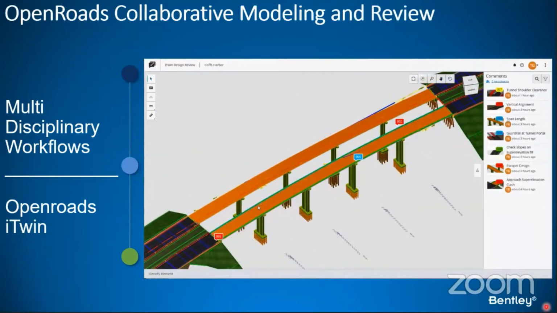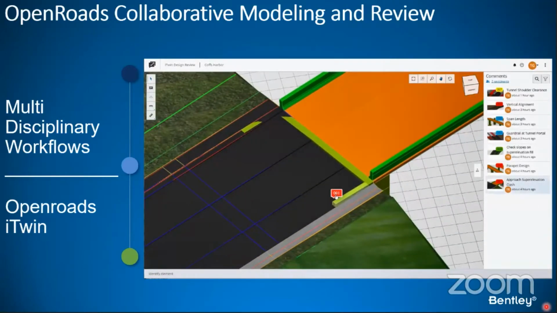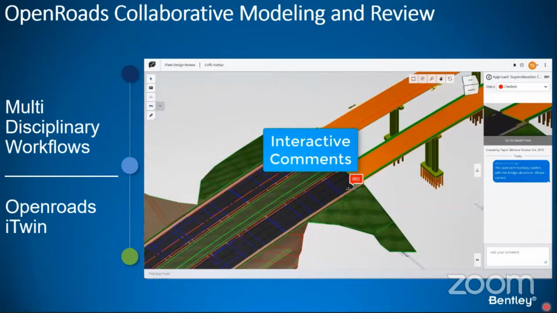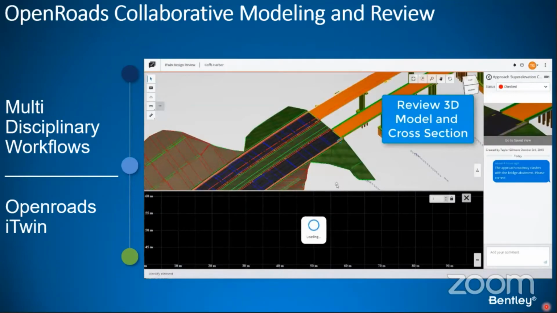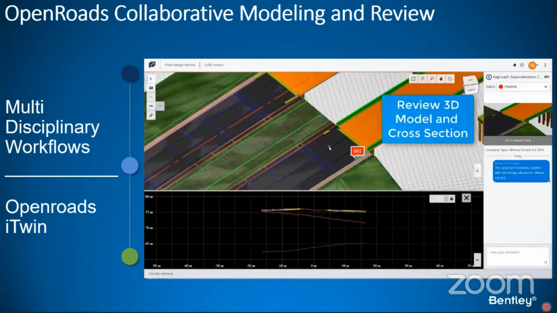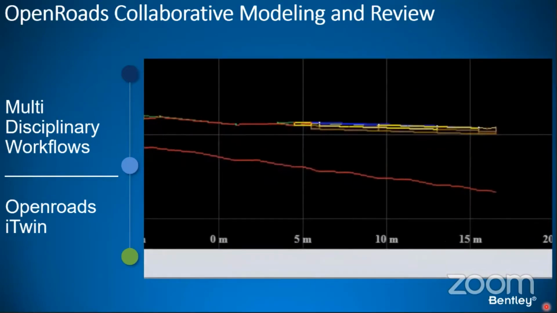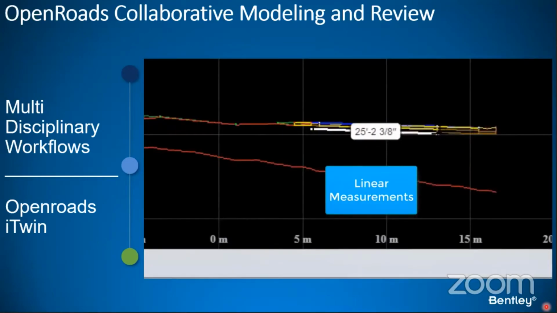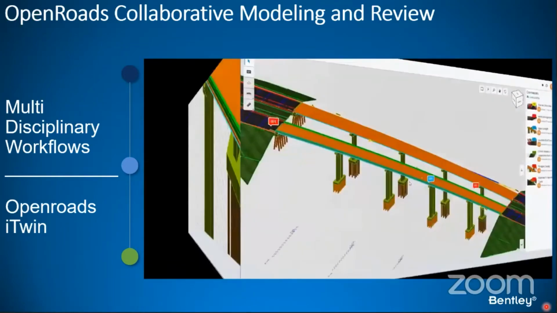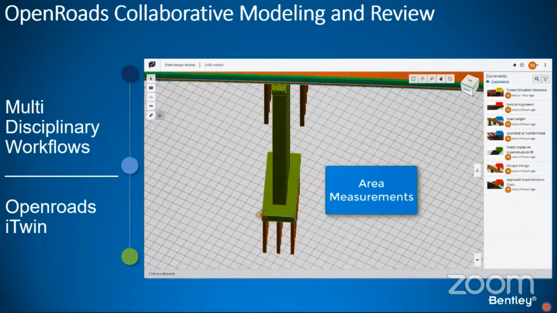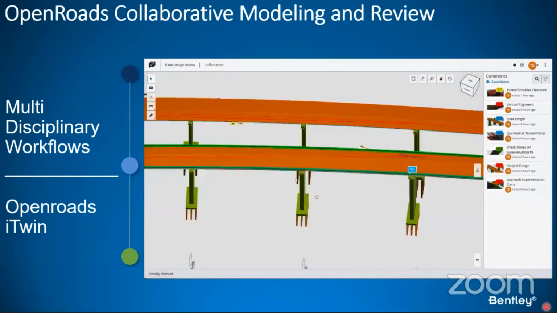And let's see how such a multidisciplinary project can be reviewed, because it's also a challenge to publish such data. And what you can see here is the so-called OpenRoads iTwin. It means that when we created such a multidisciplinary project in OpenRoads, then you can publish all the models using iTwin Synchronizer. It's a free tool from Bentley, to the cloud and to the web format. Here you see it's a web application where you can review your project.